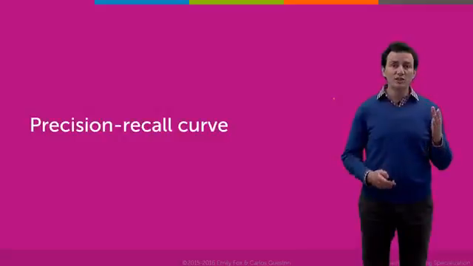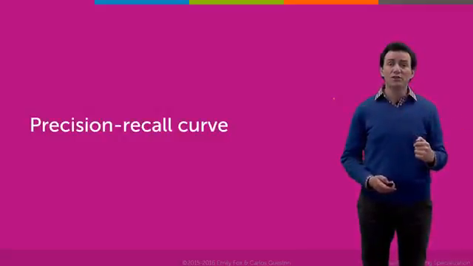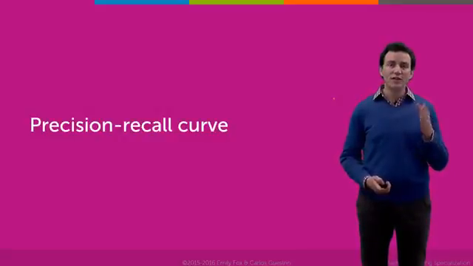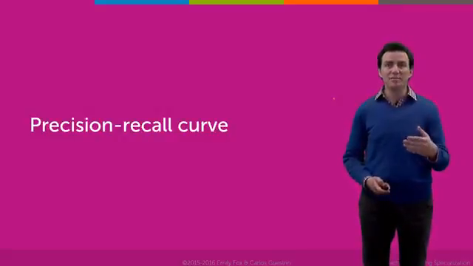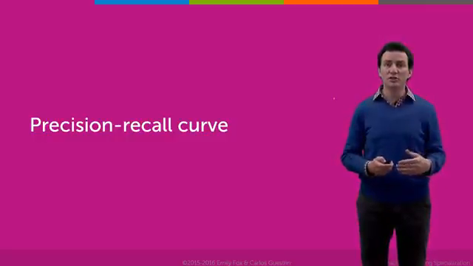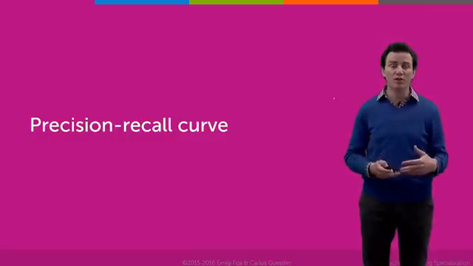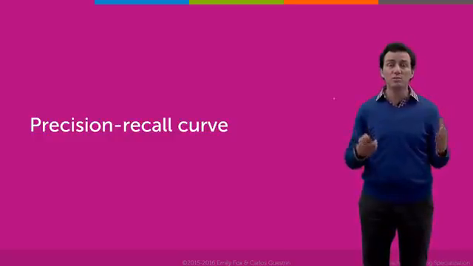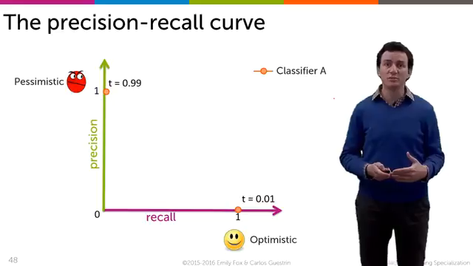We saw how we could change the threshold from 0 to 1 for deciding what's a positive value, to navigate between the optimistic classifier and the pessimistic classifier. There's an actually really intuitive visualization that does this. It's called the precision recall curve. Precision recall curves are extremely useful to understanding how your classifier is performing.